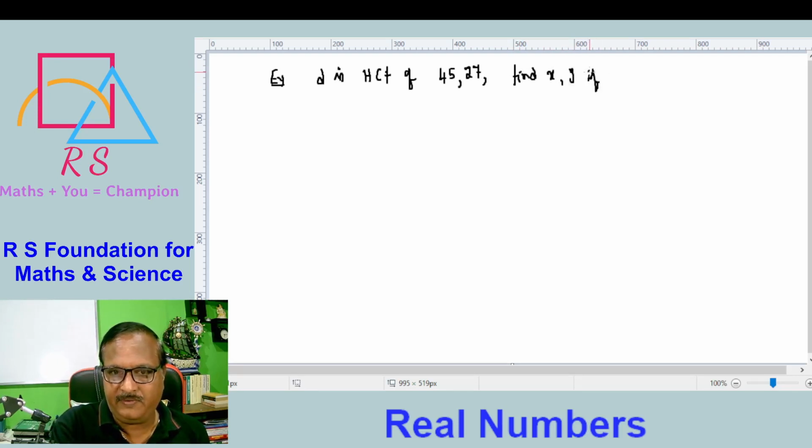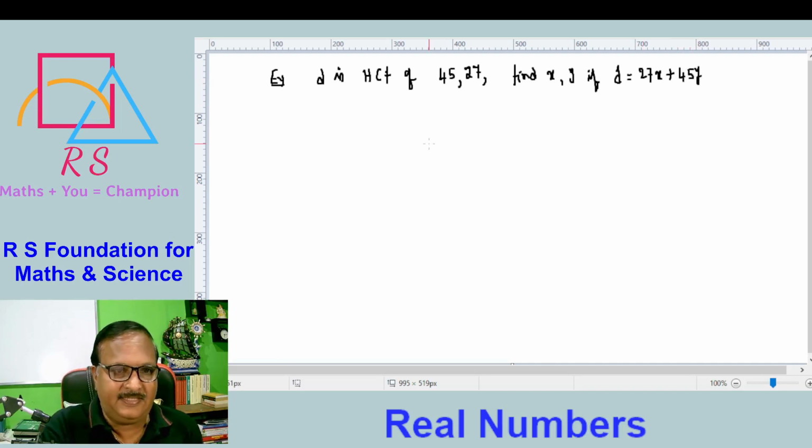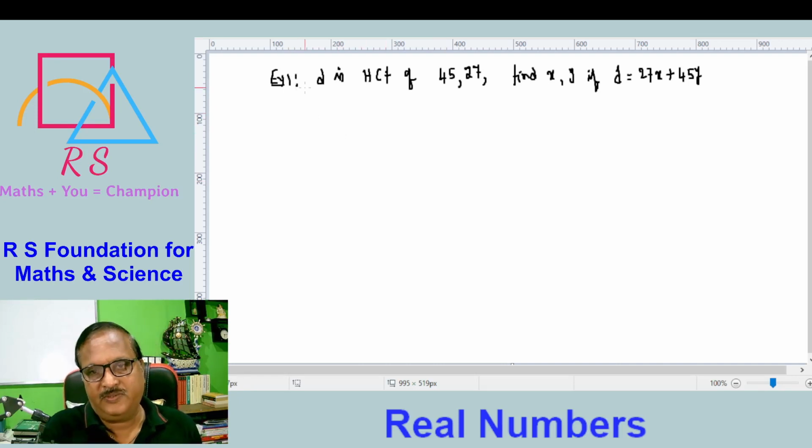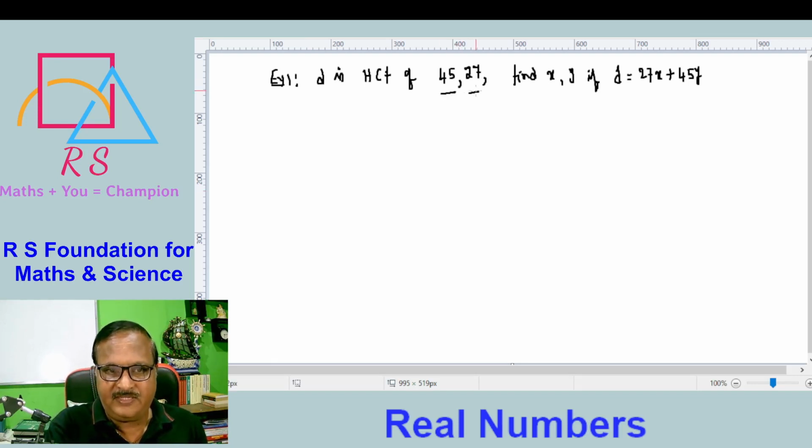If D is equal to 27x plus 45y. This is the examination question. It is there in the textbook also. Let us find out. Directly, 45 and 27 HCF is there, so we can find the HCF first, using EDL, Euclid division lemma.